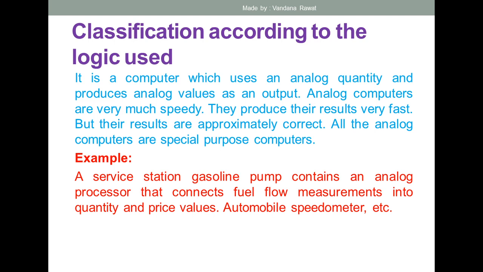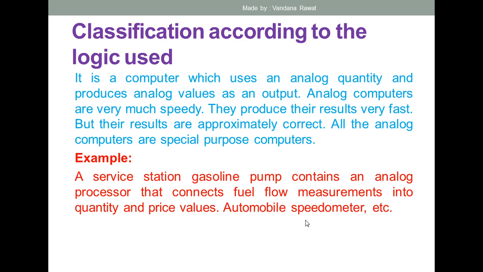Now this is one example, and if you want to take another example, then there is one more example, that of an automobile speedometer. In any kind of automobile, whether it is a two-wheeler or a four-wheeler, there is a speedometer. With the help of a speedometer, you can check the speed of a vehicle, obviously in the form of approximate terms.